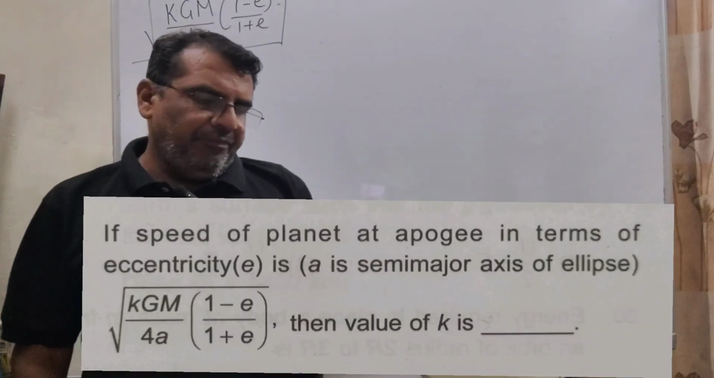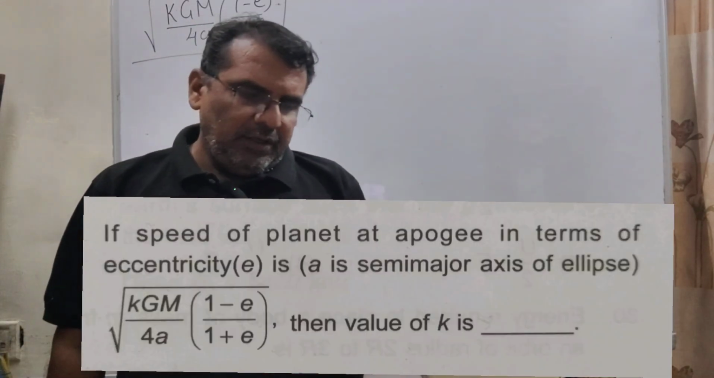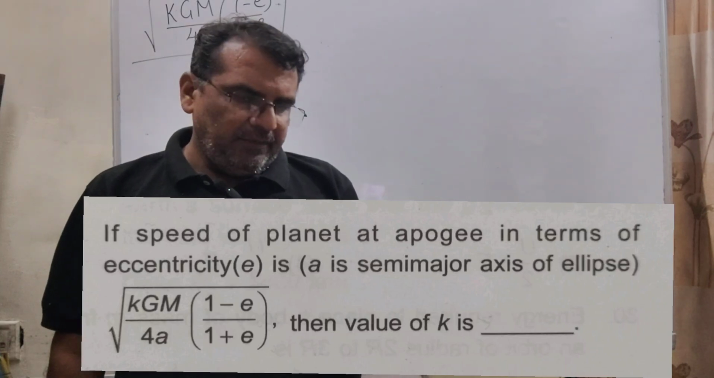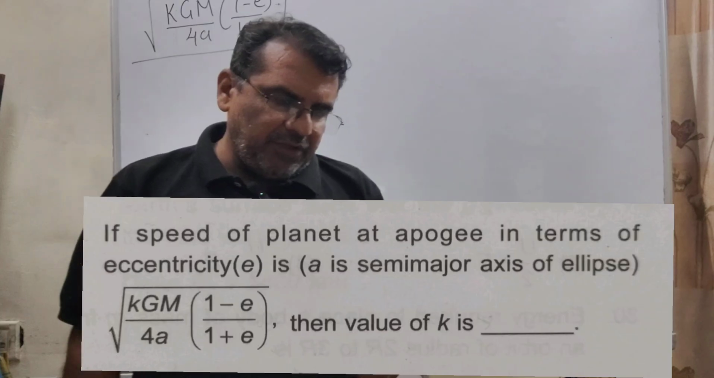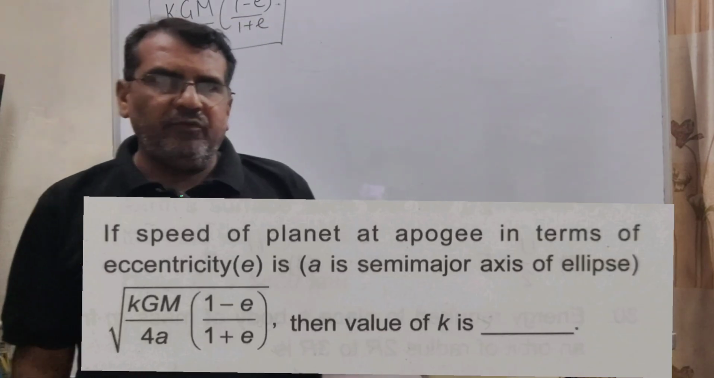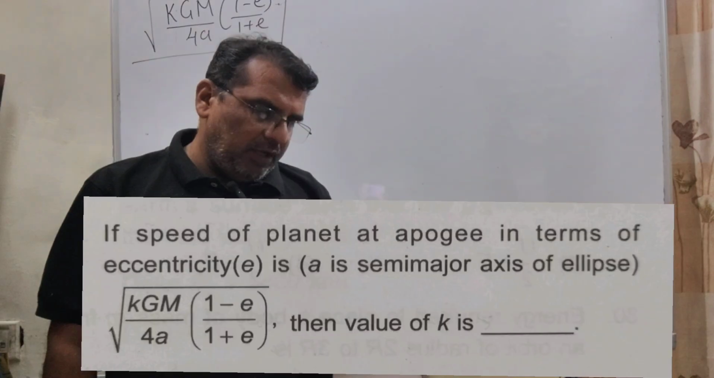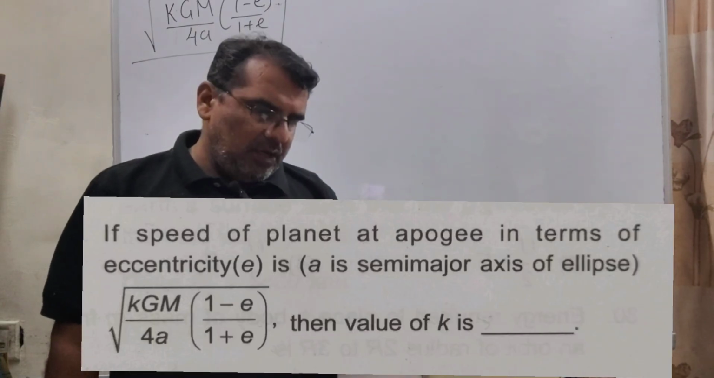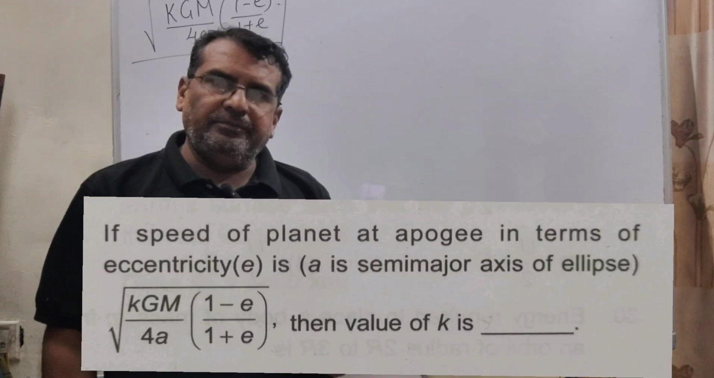Thank you once again. Now here is a question. If the speed of a planet at apogee, in terms of eccentricity e, where a is the semi-major axis of the ellipse, is given by the equation root of k GM by 4a into the bracket (1 minus e upon 1 plus e), here we have to find out the value of k.